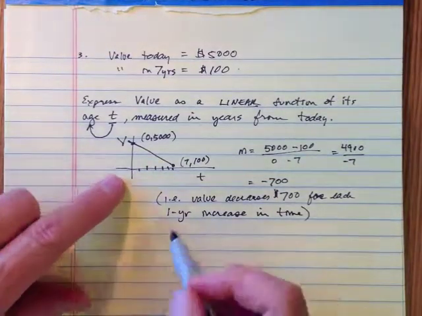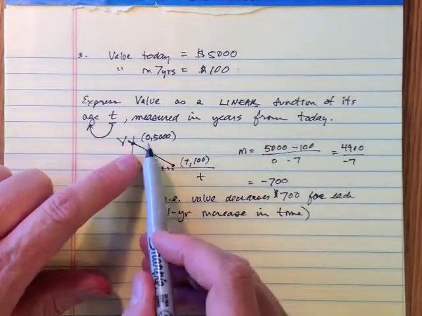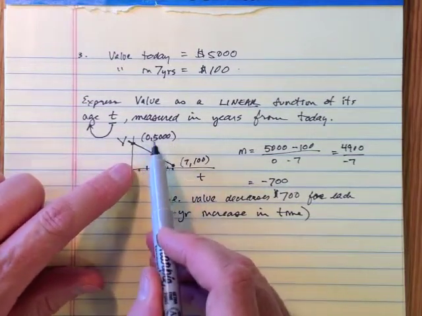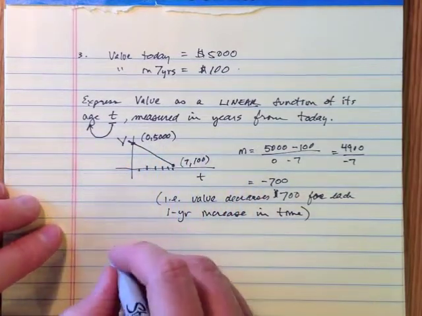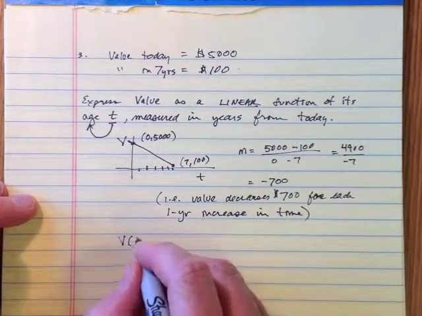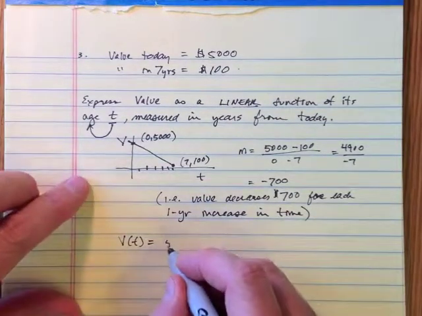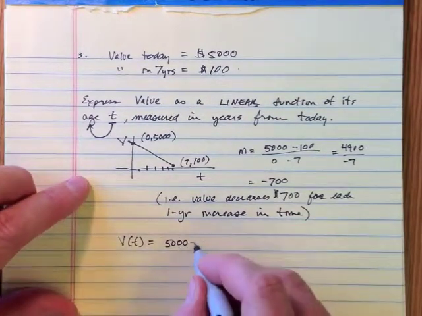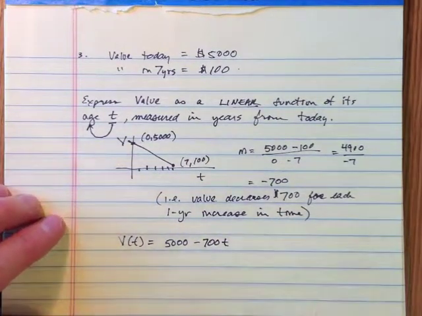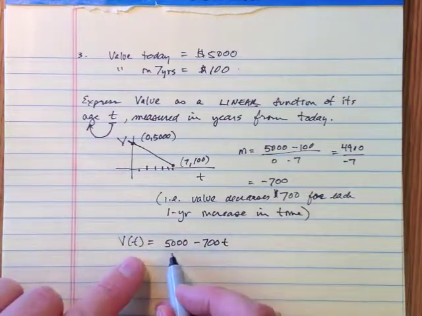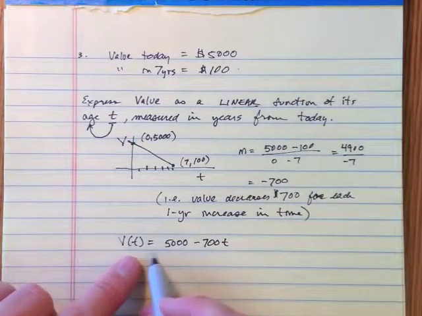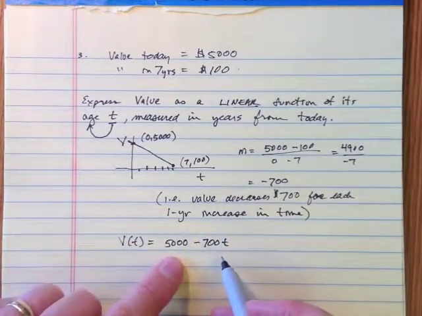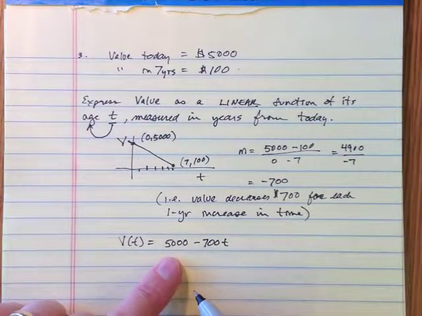So what's the line? Well, I could find lots of equations for the line. It's probably easiest to write it in slope-intercept form because I have the y-intercept. Well, I guess I should call it the v-intercept. I've got the v-intercept right there. So it must be that v of t is 5,000 minus 700t. There we go. Notice they didn't want the equation of a line. They wanted the function whose graph is that line. That's why they said express it as a function. And still, I've expressed the value as some function of t. It just happens to be that in this problem they told me this specific kind of function.